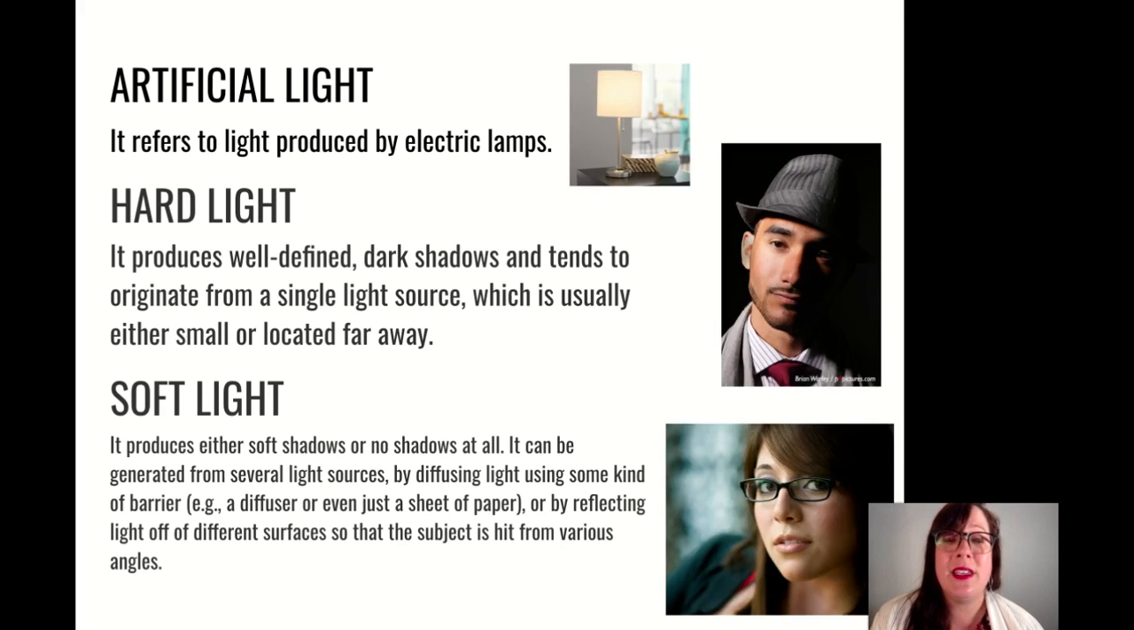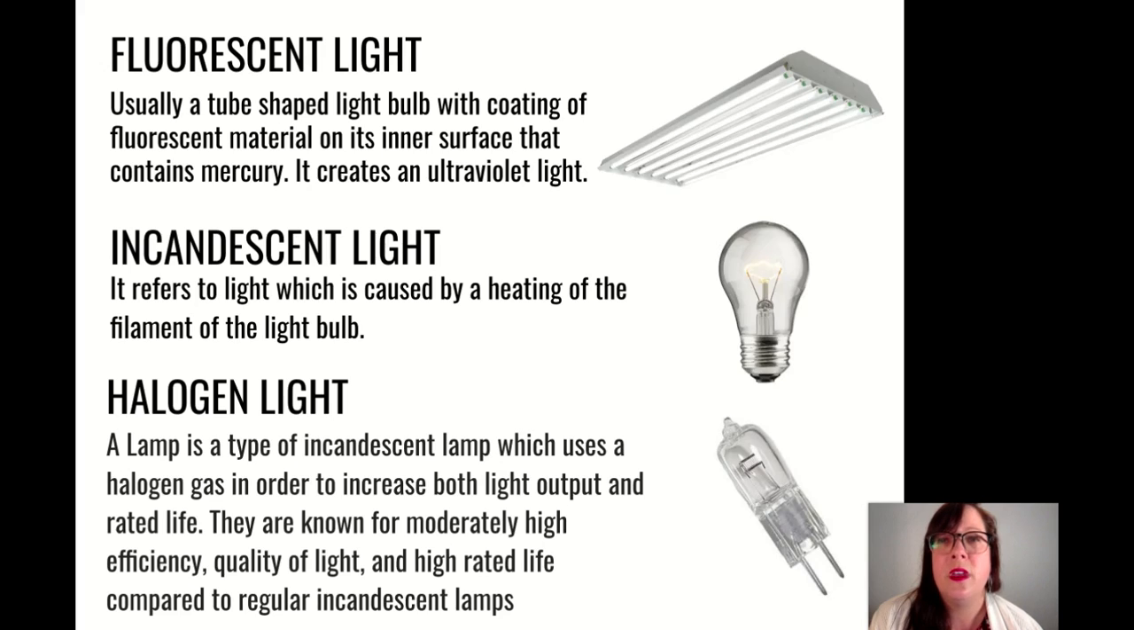Artificial light is a light source that is produced by electric lamps. So all the light in the studio that we create is artificial light. Sometimes we want to use hard light, where we have well-defined shadows, sharp edges, and intense drama. And other times we want to have soft light, where we have very little shadows at all, and we use diffusers to soften the scene and look of our photos.